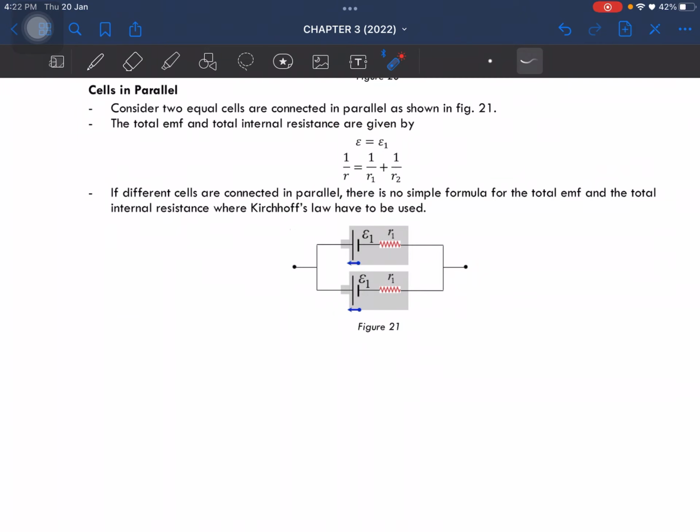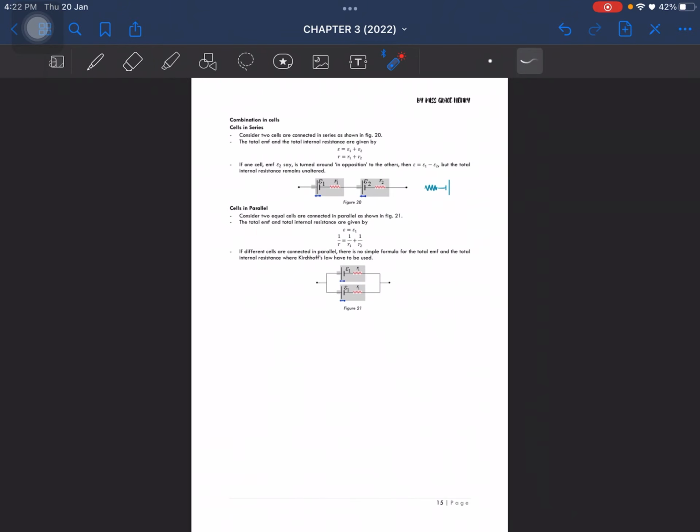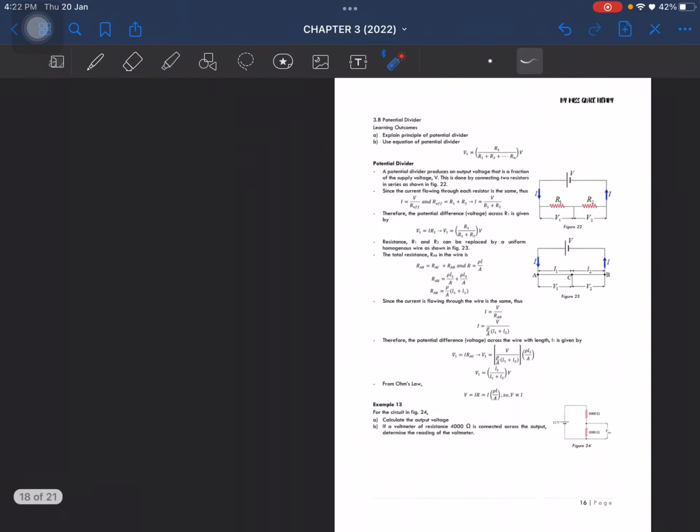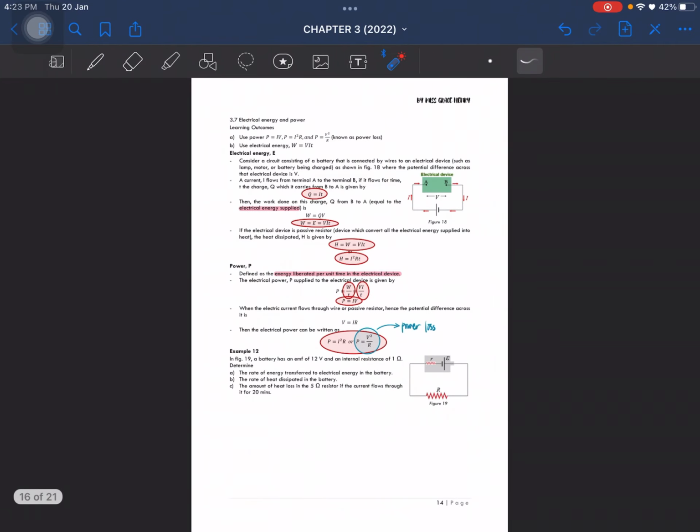But if different cells are connected in parallel, we have to use Kirchhoff's law. That means if one is reversed, instead of like this, there is one like this, so we have to use Kirchhoff's law. But this one is for the simple connection. Right, so that is for subtopic 3.7.